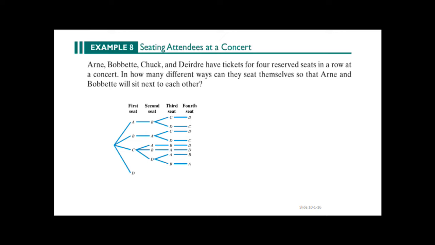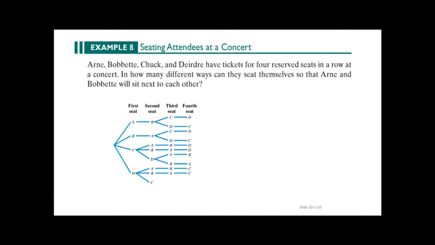Okay, so if D sits down, how many options do we have left for the second seat? So we still could seat anybody, right? There's nothing telling us who needs to sit next to person D. So it could be A, B, or C. But once person A is seated, we know that B has to sit next to them. And if B is seated, A has to sit next to them. And then that's only going to leave person C for the fourth seat.